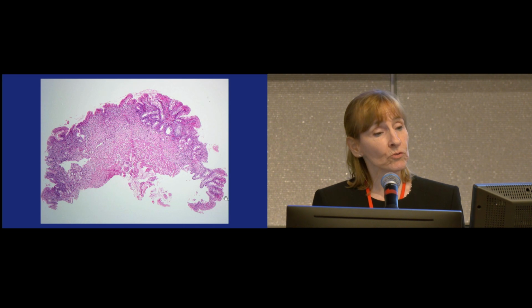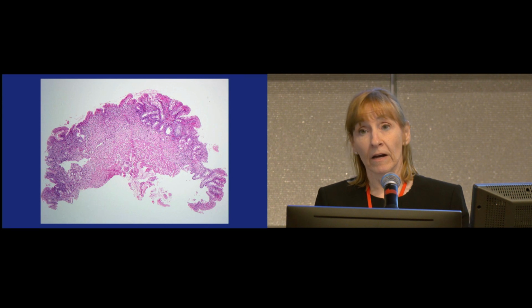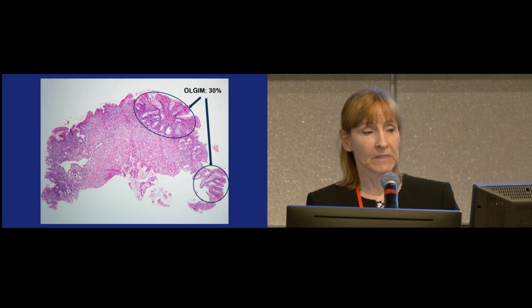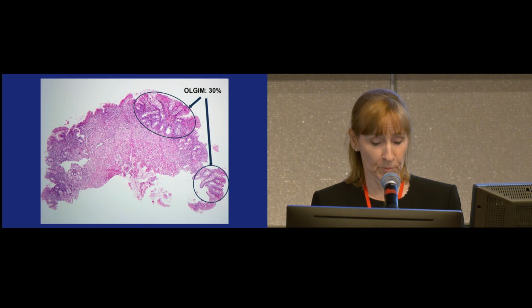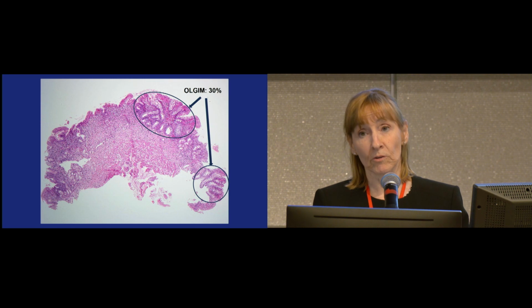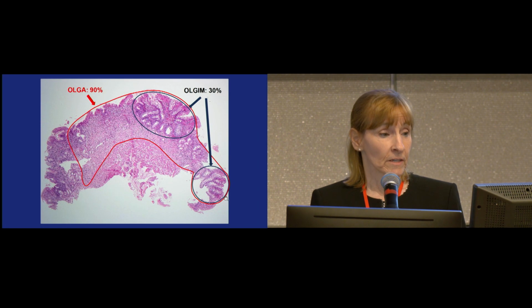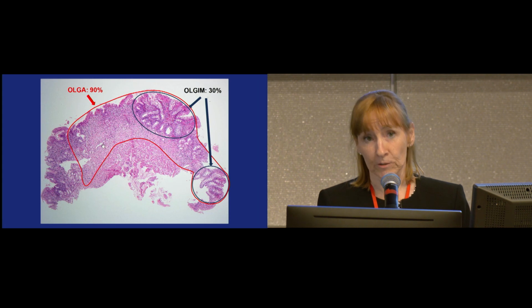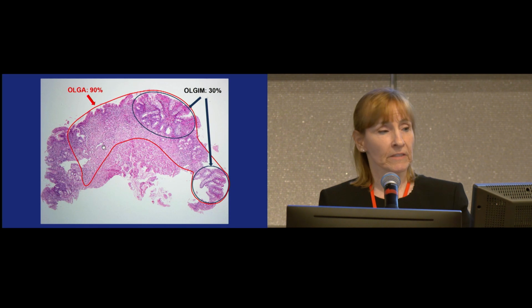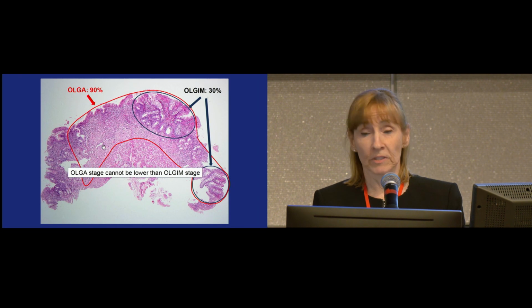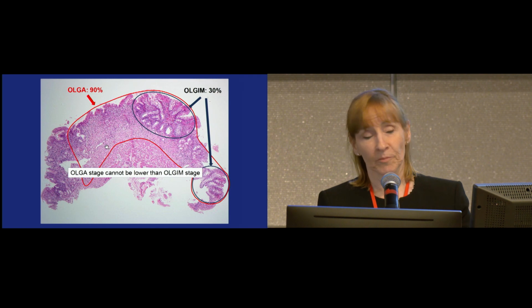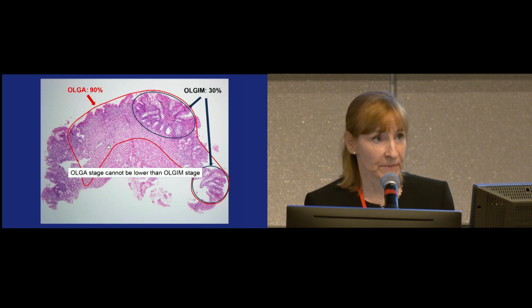So if we were going to calculate the OLGIM, only metaplasia, you could say that is 30% of metaplasia in this biopsy. But if you are going to calculate the percentage of OLGA, you have to include the metaplasia plus all the other areas of atrophy. So you could say that this is a 90%. So this is an important concept that OLGA cannot be lower than an OLGIM state.